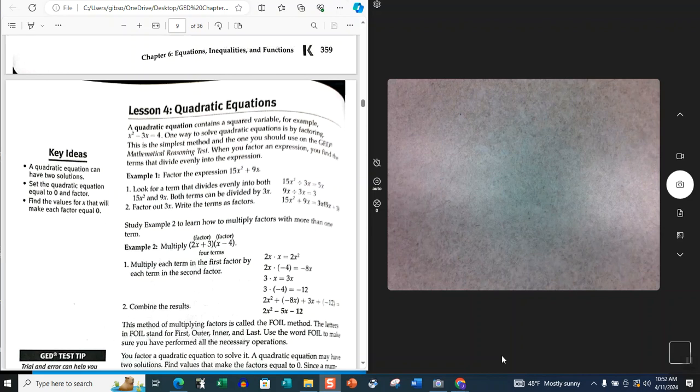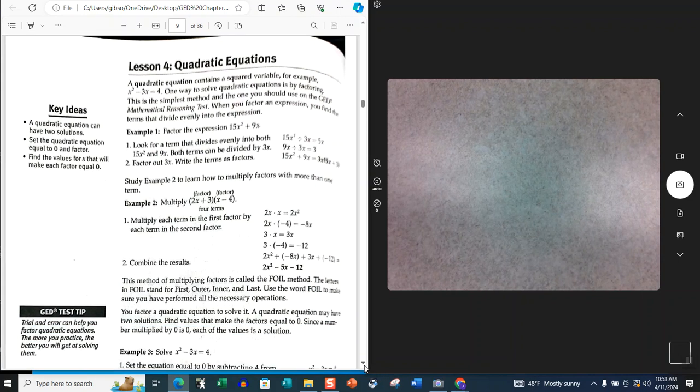We're about to start lesson 4 from chapter 6, quadratic equations. A quadratic equation contains a squared variable, for example, x squared minus 3x equals 4. One way to solve quadratic equations is by factoring. This is the simplest method and the one you should use on the GED mathematical reasoning test.